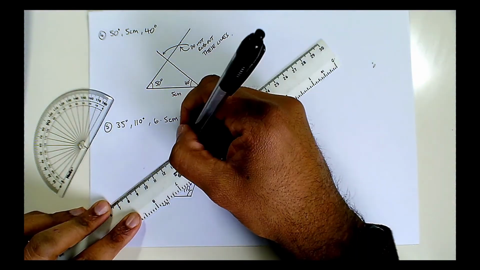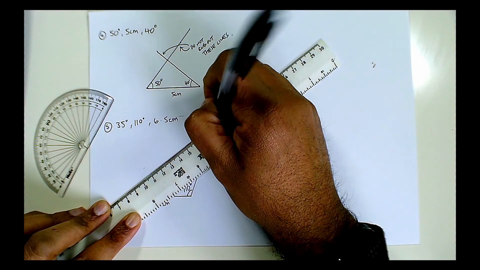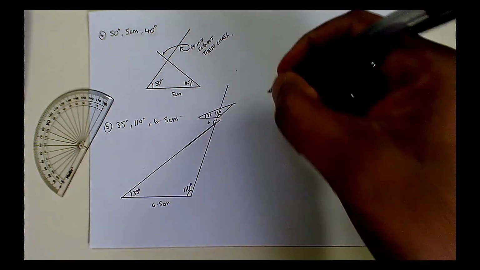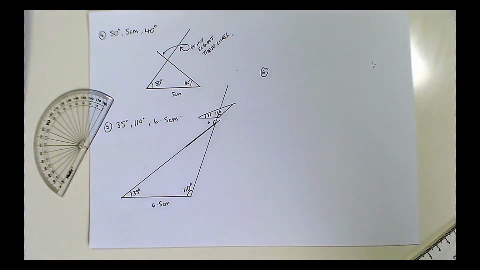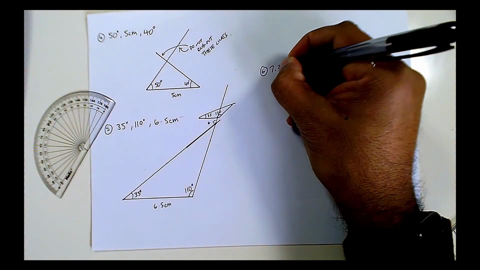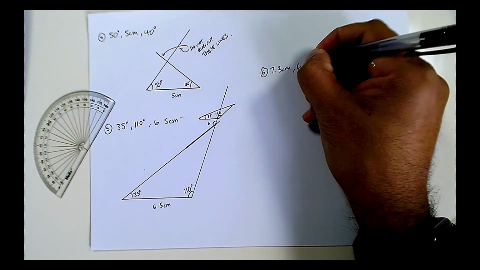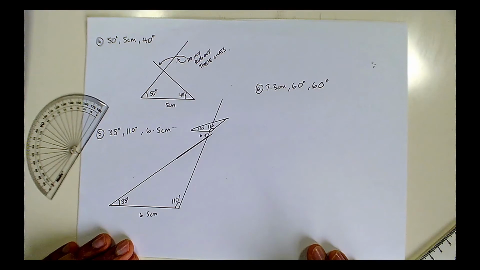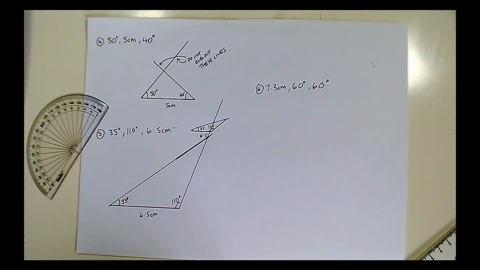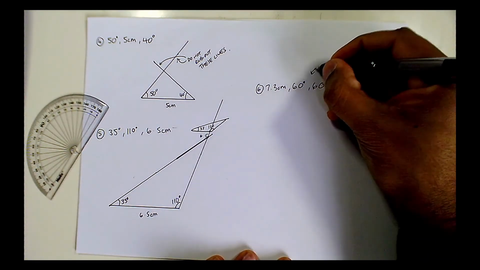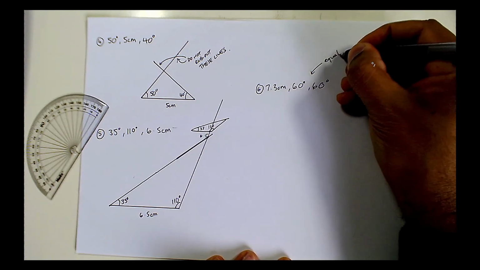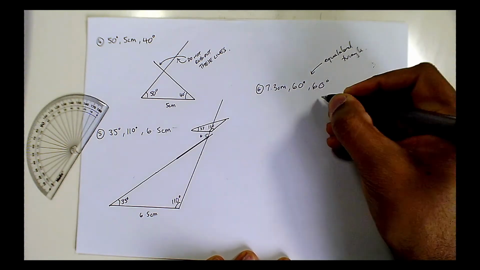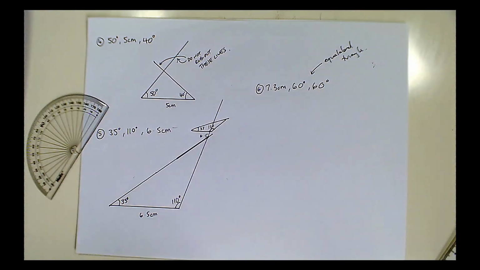And again, really should have used a pencil. And there we go. And then with the last question on this particular section, we've got 7.3 centimeters and 60 degrees and 60 degrees. Now one thing you should be able to spot straight away by having two 60 degree angles is that this is going to be an equilateral triangle.